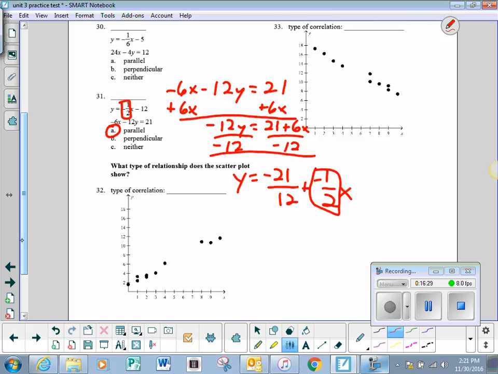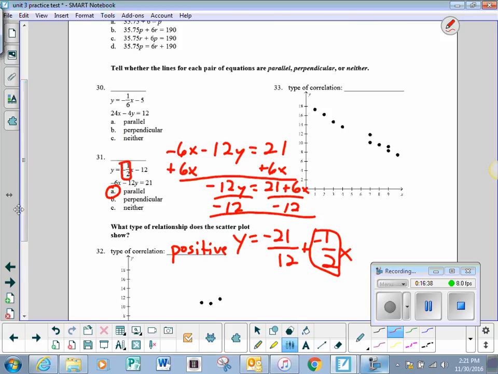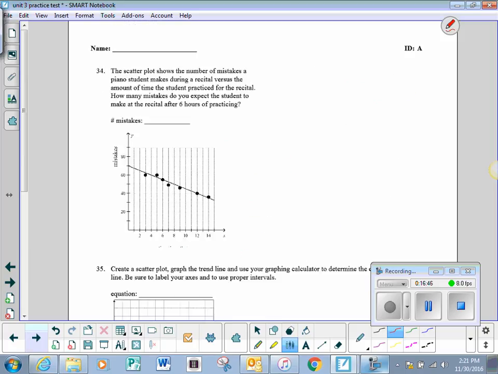Number 32, type of correlation. This is a positive correlation. As one variable increases, the other increases. This is a negative correlation because as one variable increases, the other decreases. So those are scatter plots. And then we have a scatter plot here. I'm sorry about this. I couldn't get that to show up, but this is hours, okay? And it says, how many mistakes do you expect a student to make if they've been there for 6 hours? So if I go up here, go over there, I would say about 55 mistakes, 55-ish, okay?